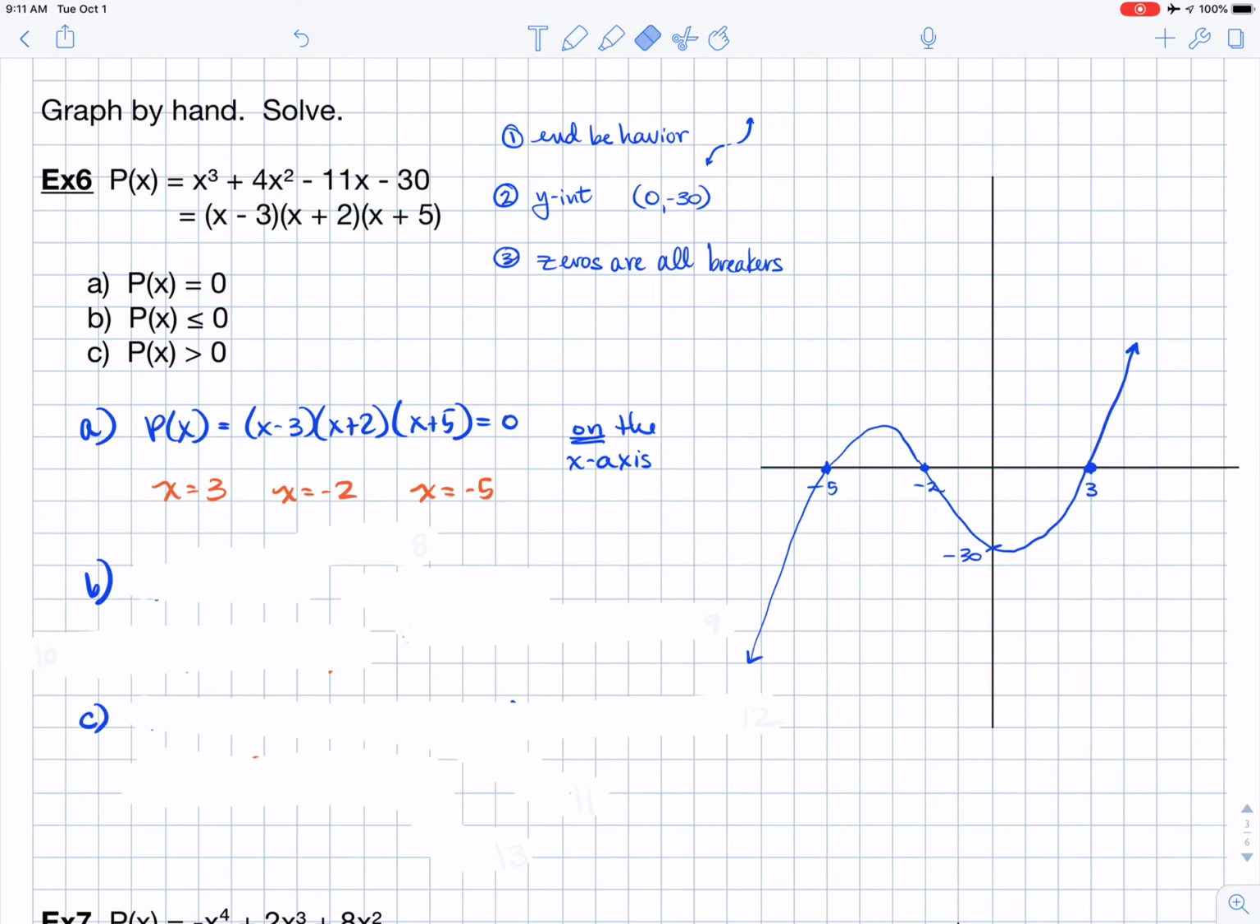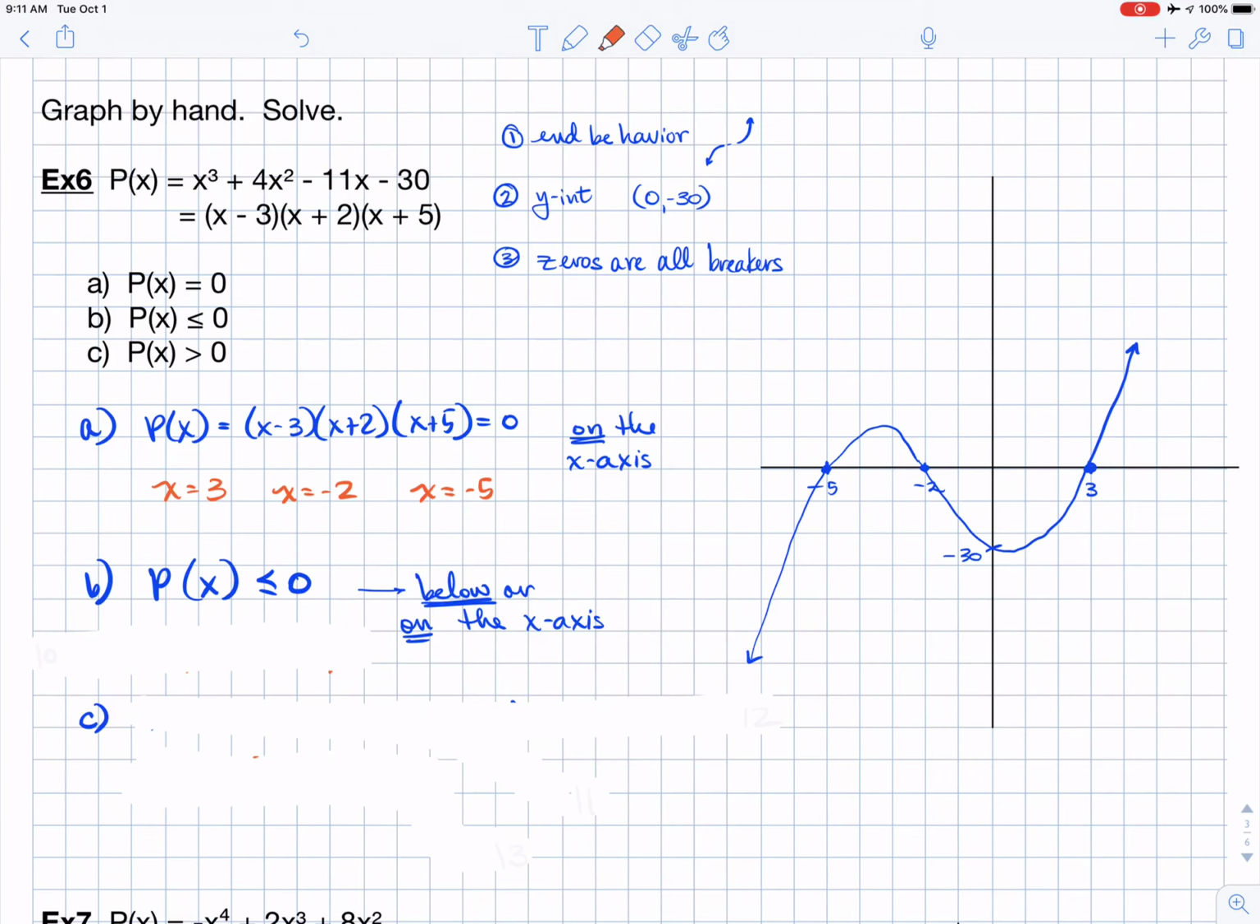Now let's go to the second part of this that says that my polynomial is less than or equal to 0. This time it's not just on the x-axis, although the equal part of this does tell me I want the on the x-axis, but it's also less than 0. And less than, we know these are negative numbers, so we want below the x-axis. So it's not just the ons, it's also the belows.